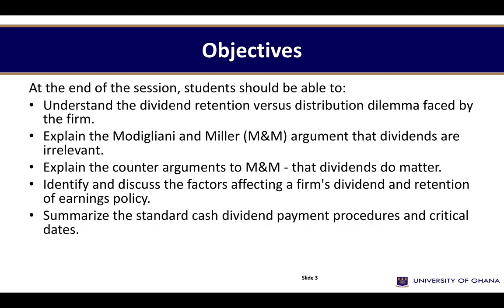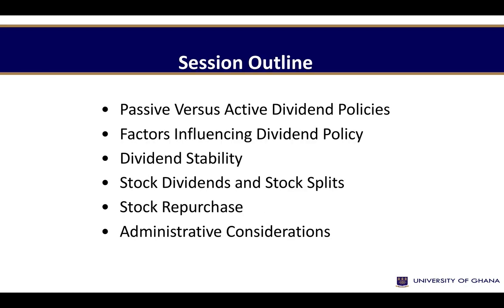Our objectives for this session will be to understand the dividend payment or the dividend retention versus distribution dilemma faced by firms, seek to understand and explain the Modigliani and Miller argument that dividends are irrelevant, explain the counter-arguments to the Modigliani and Miller proposition, which says therefore that dividends matter. So this is the counter-argument. Identify and discuss the factors that may affect a firm's dividend and retention policy, and also summarize the standard cash dividend payment procedures and relevant and critical dates.